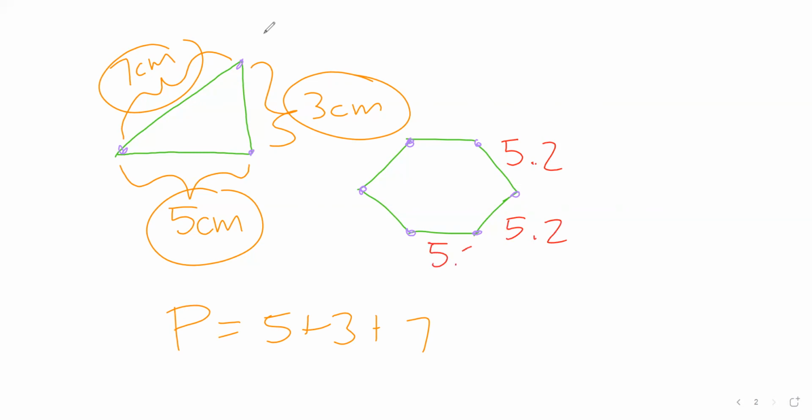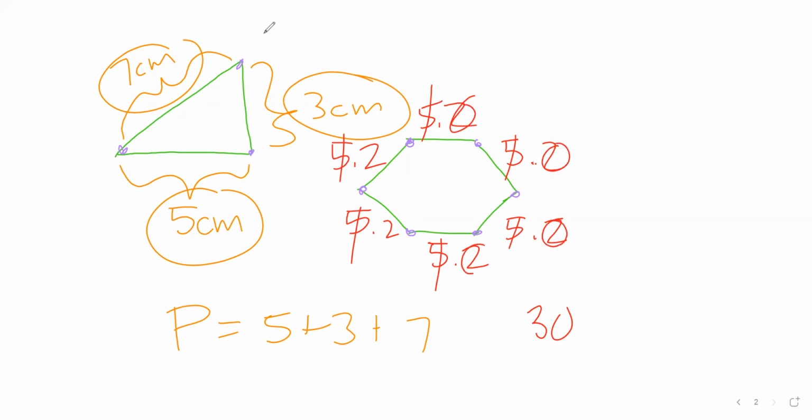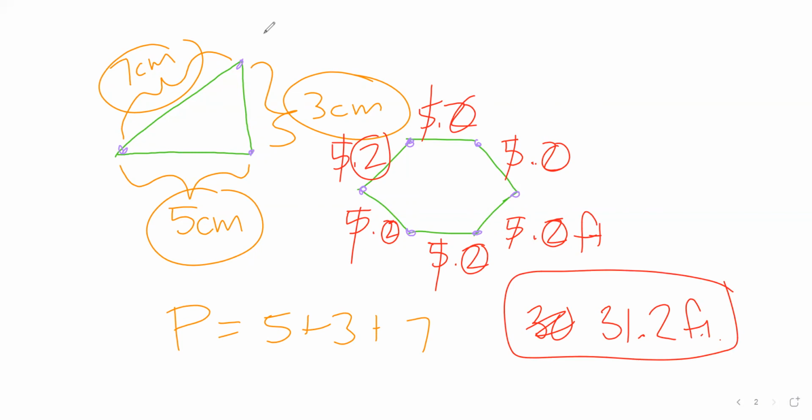Each side here is actually the same. It's 5 2/10, which is fine too, because then we would just add up 5 2/10 to find that answer. So 5, 10, 15, 20, 25, 30. And then 2/10, 4/10, 6/10, 8/10, 10/10, or 1. So that would be 31 2/10. I don't know, maybe we call these feet, right?